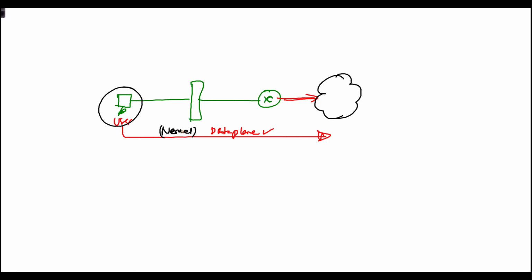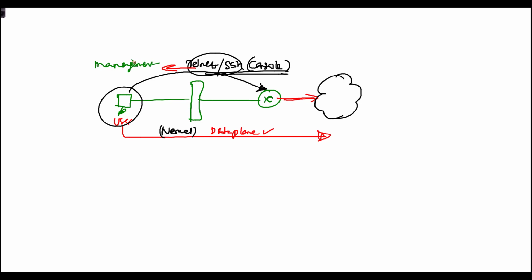Now the other kind of traffic is when this user is trying to access this device remotely, either by using Telnet or SSH for remote access, or maybe there is a console. The user connects a console cable to the router and tries to manage the device. This kind of traffic we call management plane traffic, or in simple words, management traffic.